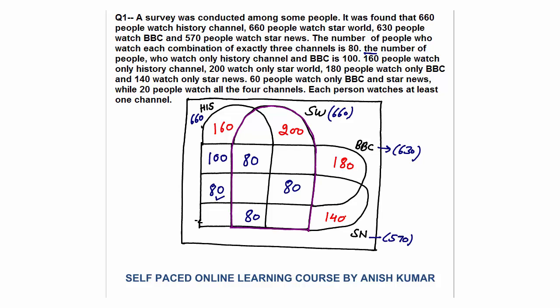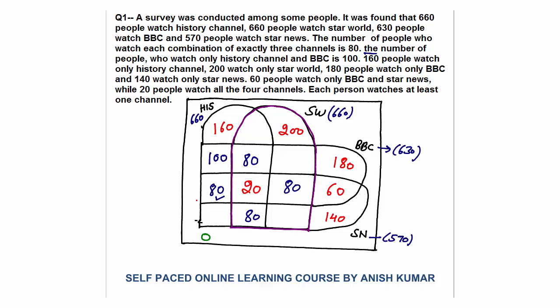Now the question says that 60 people watch only BBC and Star News. BBC and Star News, exactly 2 channels. When I say only BBC and Star News, it means exactly 2 channels, that is BBC and Star News. This is equal to 60. And 20 people watch all the 4 channels. Now all the information is given. Further, the question says that each person watches at least 1 channel. So it means that the number of people who watch none of the channels is 0.